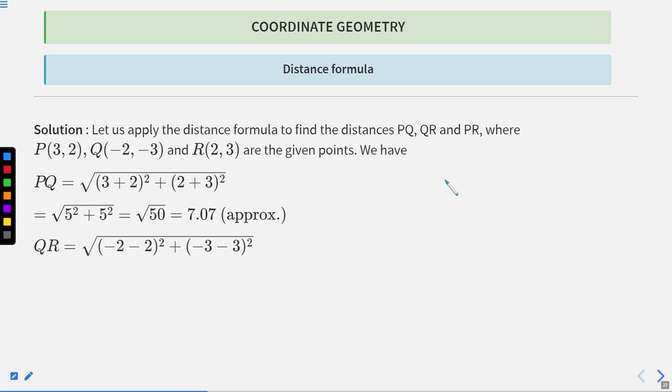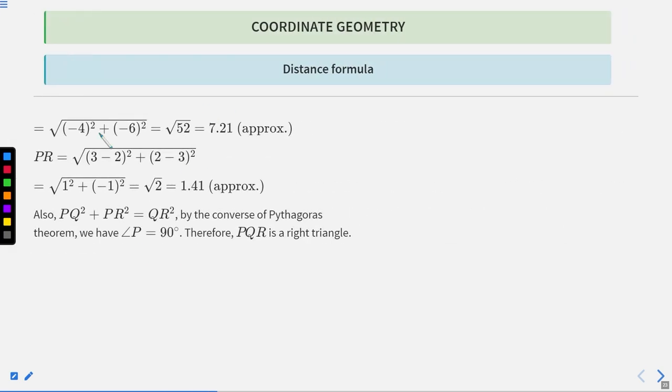Okay, and the distance QR is equal to square root of minus 2 whole square plus minus 3 whole square. Okay, and this is equal to square root of minus 4 whole square plus minus 6 square, that is equal to square root of 52, and this is approximately equal to 7.21. Okay, and now distance PR is equal to square root of 3 minus 2 whole square plus 2 minus 3 whole square.